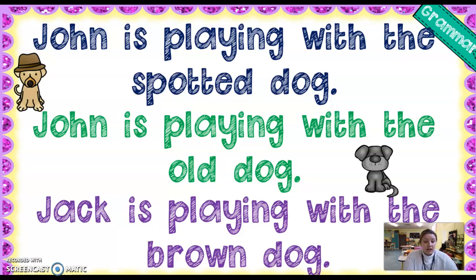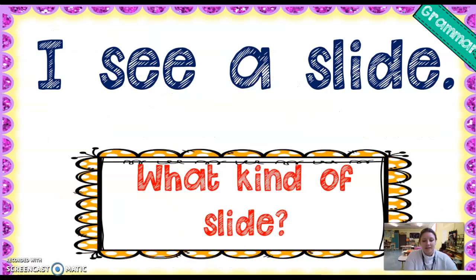Oh, this one says John and Jack. John is playing with the spotted dog. Spotted is an adjective because it describes what kind of dog he was playing with. John is playing with the old dog. Old is an adjective because it describes what kind of dog he was playing with. Jack is playing with a brown dog. Brown is my adjective here because it tells me what kind of dog it was that he was playing with.